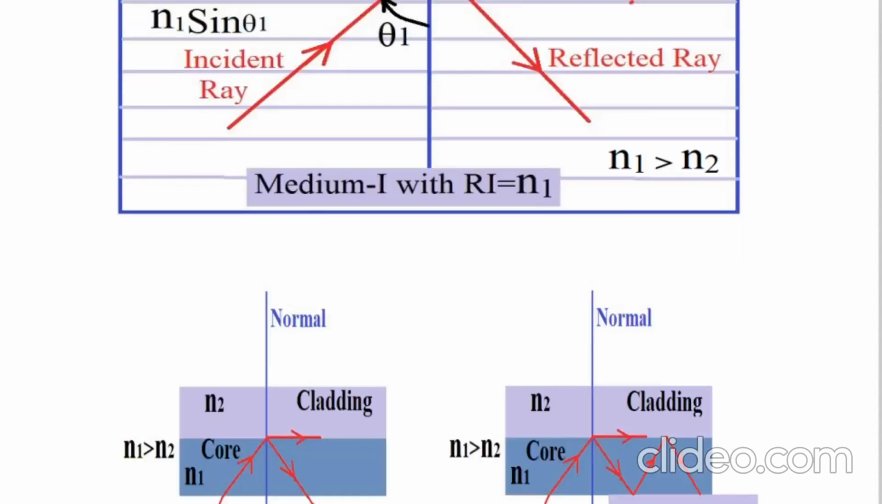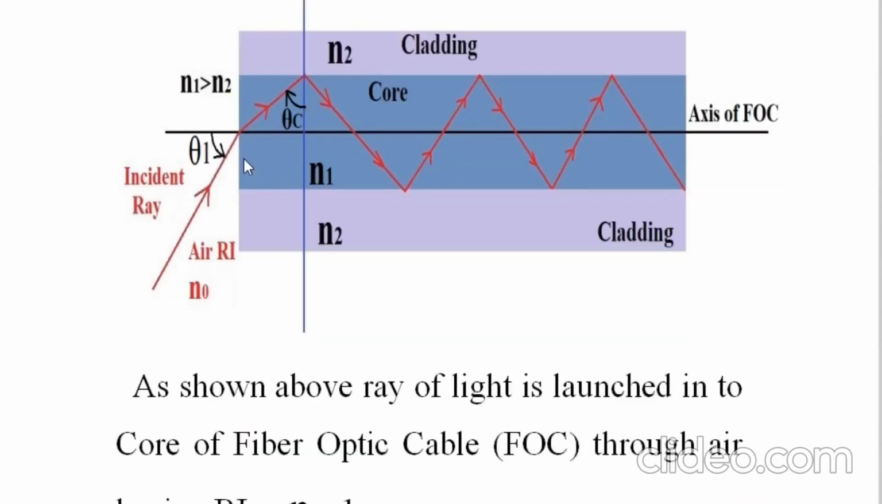This is the normal. Now here when you launch the ray into the core of the fiber, on the left hand side there is air, on the right hand side there is the core material. Therefore the axis of the fiber will act as a normal, and therefore theta 1 is the angle of the incident ray along with the normal, or along with the axis of the fiber. Now when this ray enters into the second medium, that is the medium of core, the ray gets bent. And when it gets bent, now this ray is going to strike at the junction of core and cladding. Core has refractive index N1, cladding has refractive index N2, N1 is greater than N2, therefore at the junction when this ray strikes, it will reflect back.